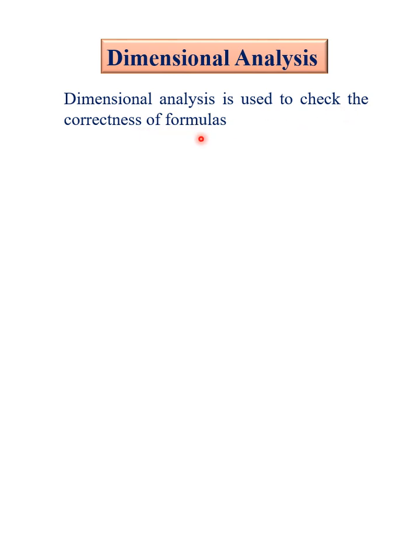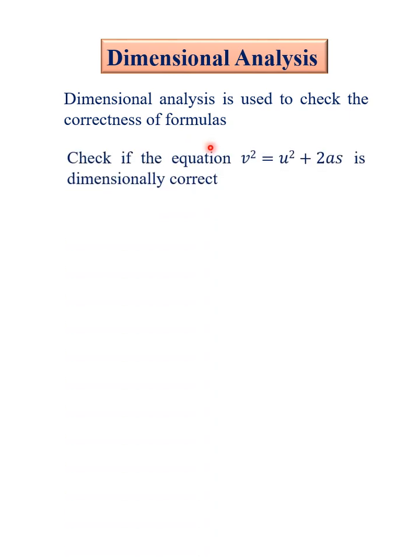So in this video, we're going to check one formula using dimensional analysis. So we have the question here. It says, check if the equation v squared equals u squared plus 2as is dimensionally correct.